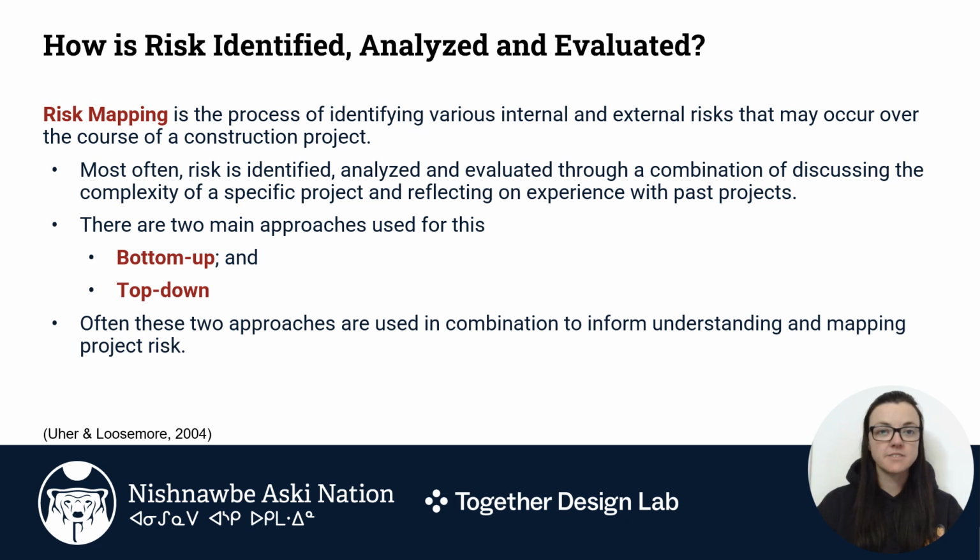How is risk identified, analyzed, and evaluated? Risk mapping is the process of identifying various internal and external risks that may occur over the course of a construction project. Most often, risk is identified, analyzed, and evaluated through a combination of discussing the complexity of a specific project and reflecting on experience with past projects. There are two main approaches used for this, a bottom-up approach as well as a top-down approach. Often, these two approaches are used in combination to inform, understanding, and mapping project risk.